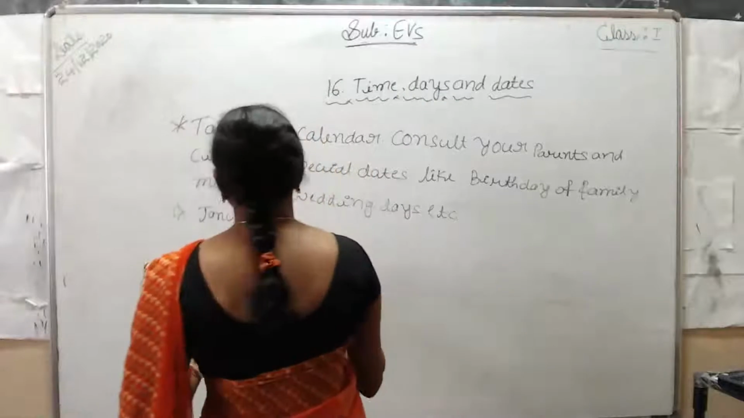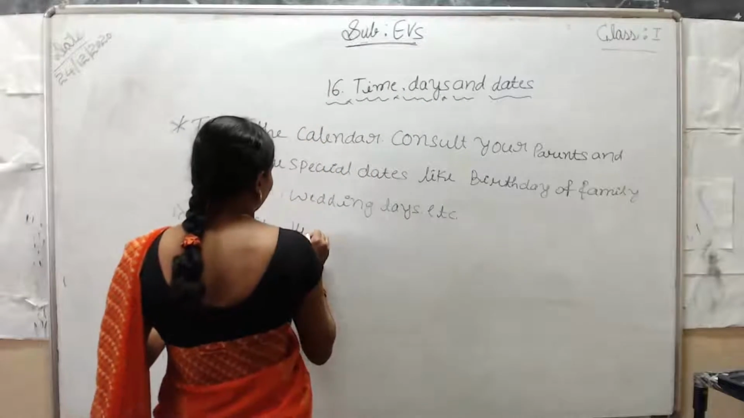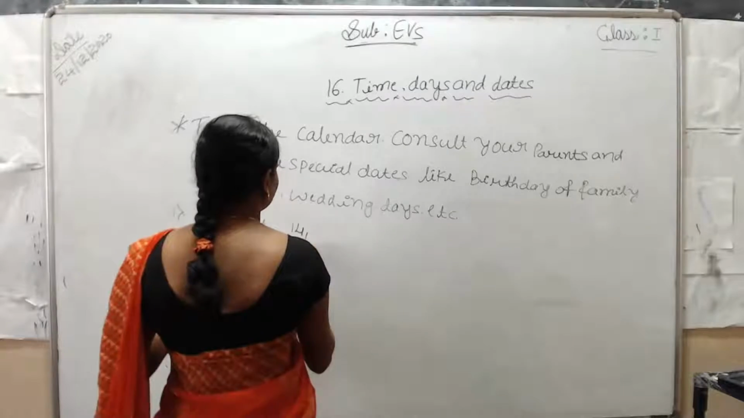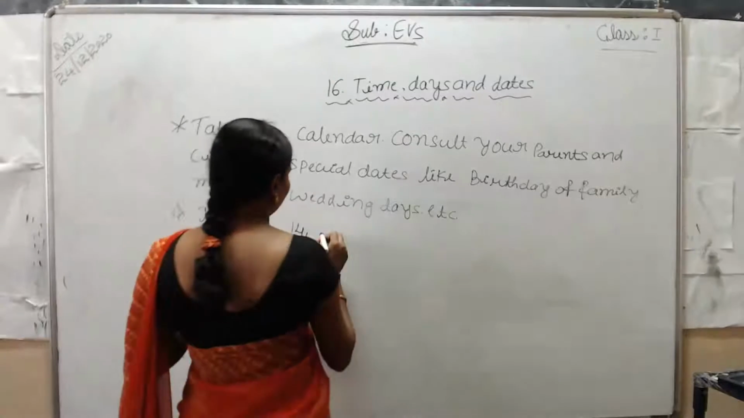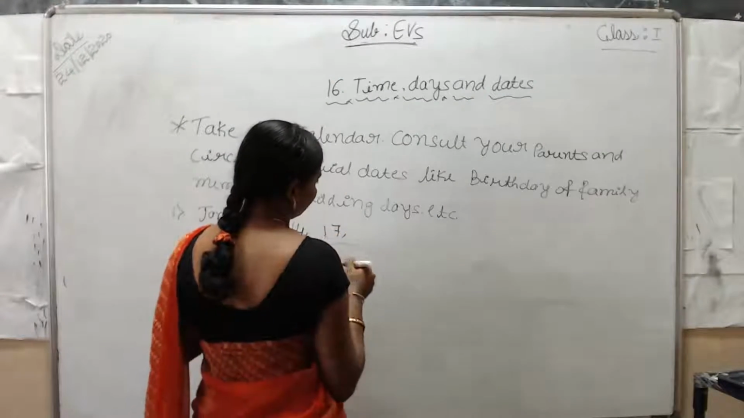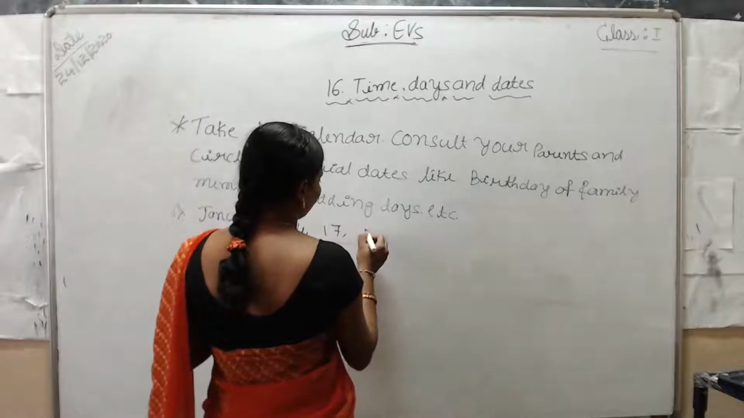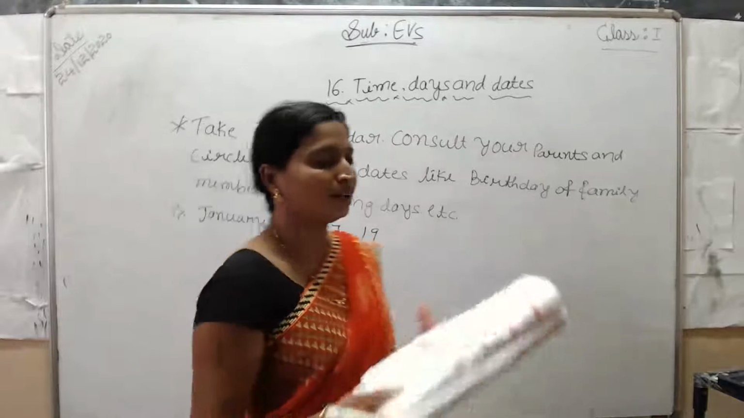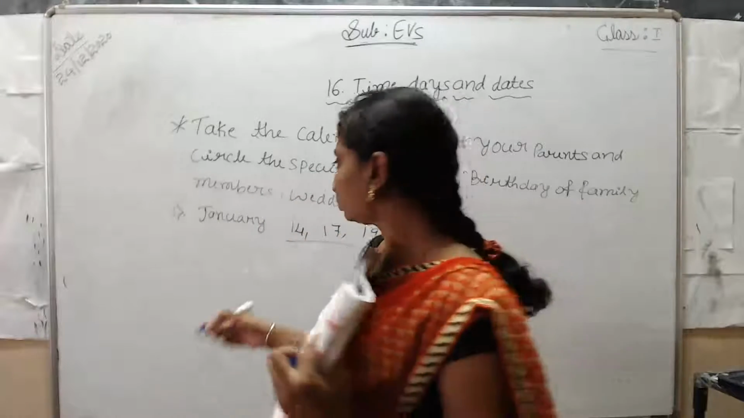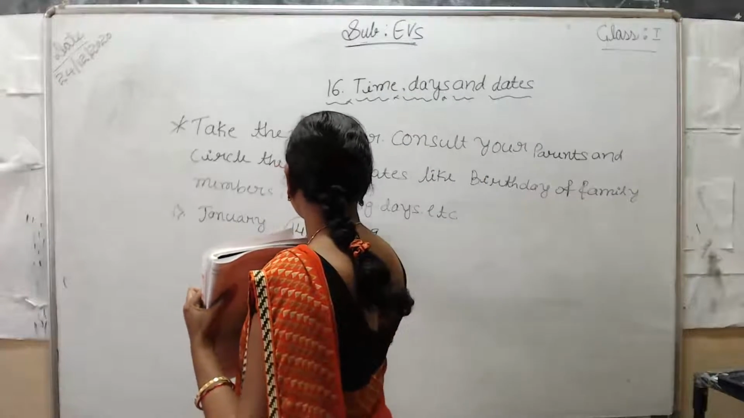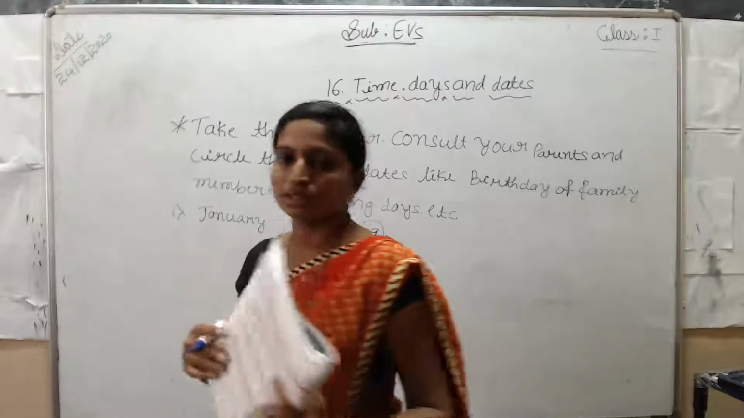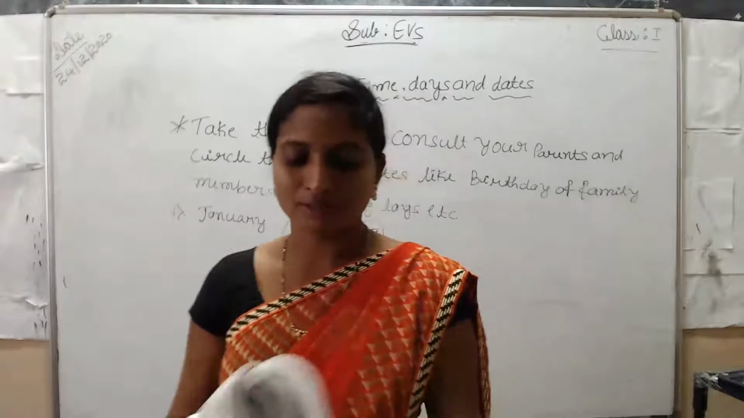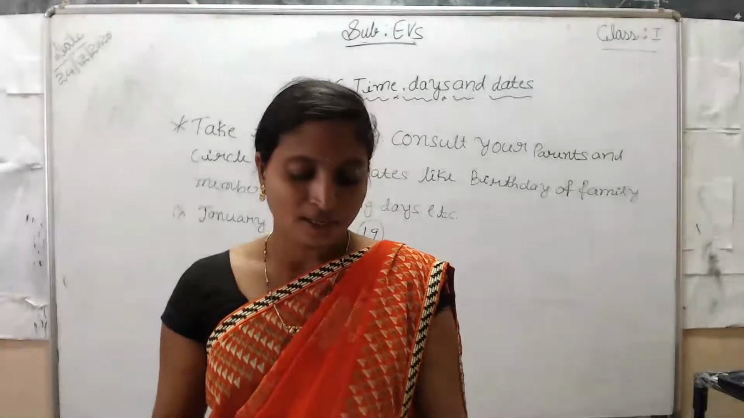14. The date will be written in this. Next, 17, your mom's wedding date, or your friend's birthday, 19. In the calendar we have to circle the dates. See student, do it yourself. This is your activity. Next, naming days.